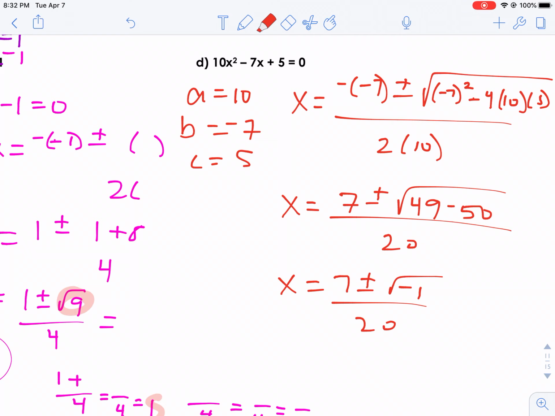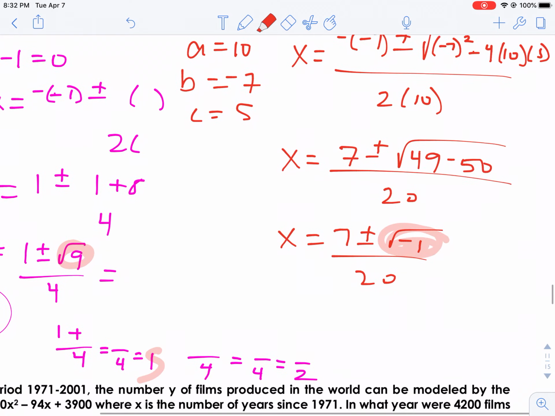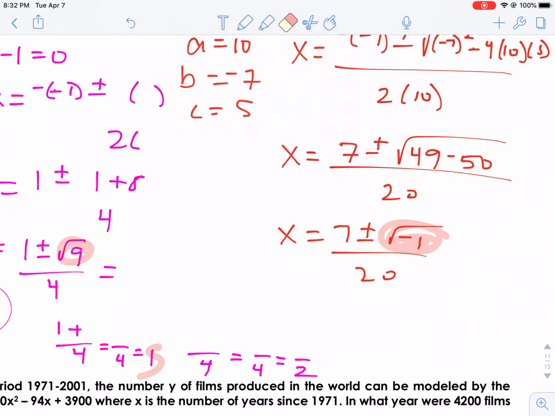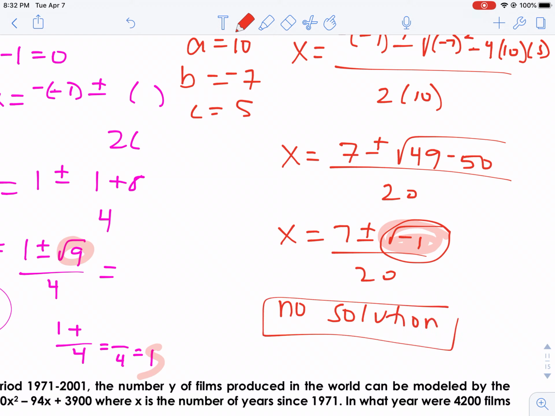Now we've talked about in previous lessons that this square root of negative 1 we cannot do. It's an imaginary number. We say it's no solution. So this would be a case that has no solution. Because we can't compute that negative 1, this equation has no solution. And if we tie that back into the parabola, this would be a parabola that opens upward, and the vertex is above the x-axis, so it has no x-intercepts.